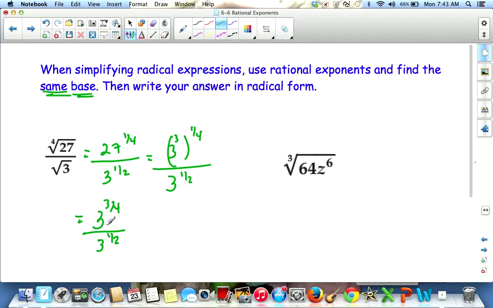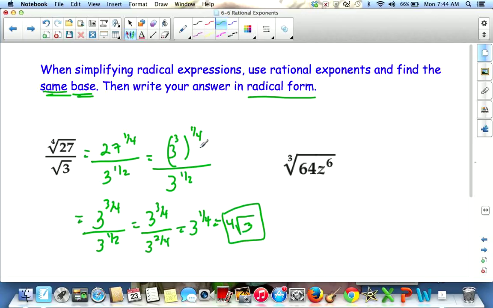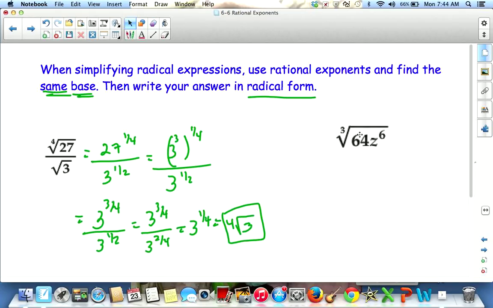And when we have the same base, we can subtract the exponents. We've got to get common denominators. So it's 3 to the 3/4 over 3 to the 2/4. And we end up with 3 to the 1/4, because when we subtract these, and we're going to write our answer in radical form, so it's going to be the 4th root of 3 is our answer. So now let's try this one here.